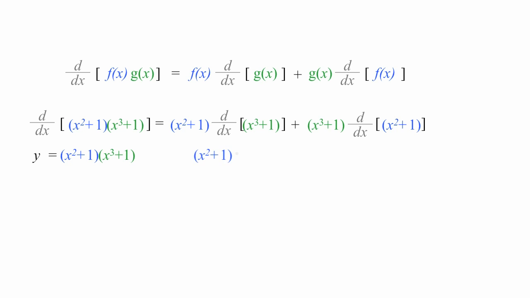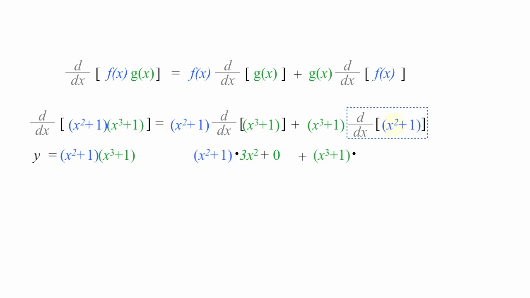Now I take x squared plus 1 times the derivative of x cubed, which is 3x squared. So I use the power rule, just to be clear: take the 3 and put it down in front, and subtract 1, which gives me 3x squared. So now I take the derivative of 1, and the derivative of any constant is 0. Now I add x cubed plus 1 times the derivative of all that.